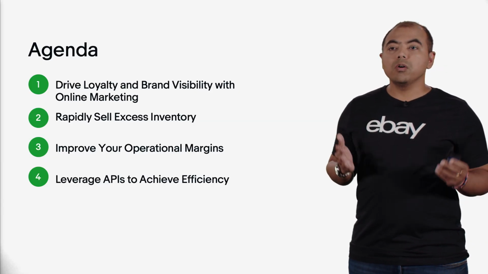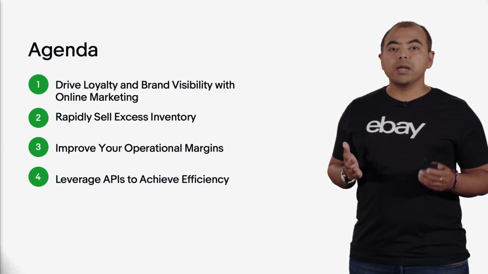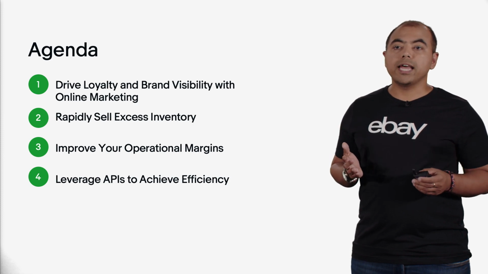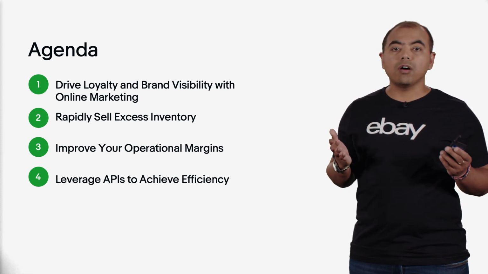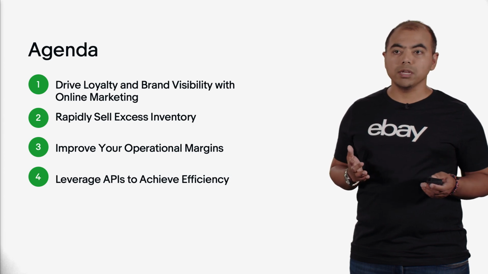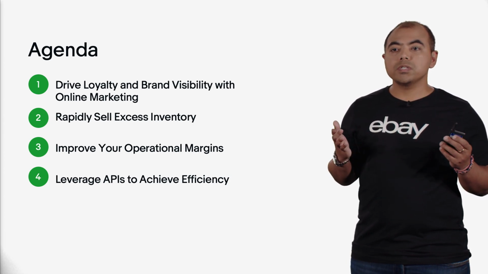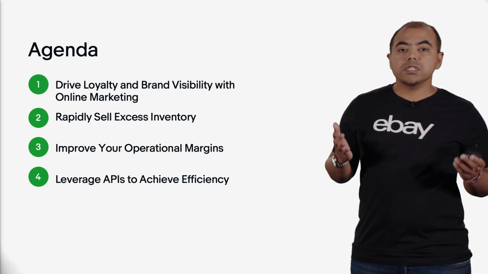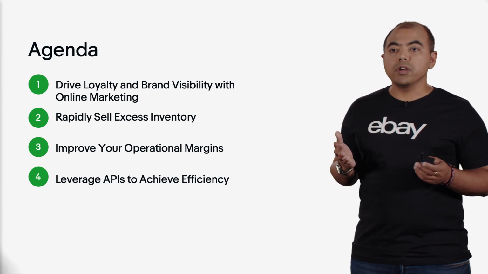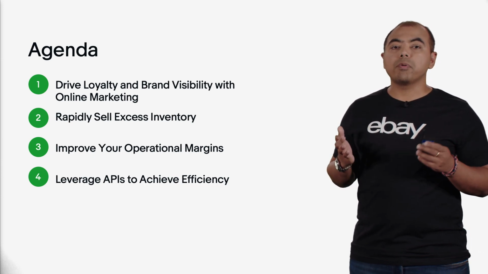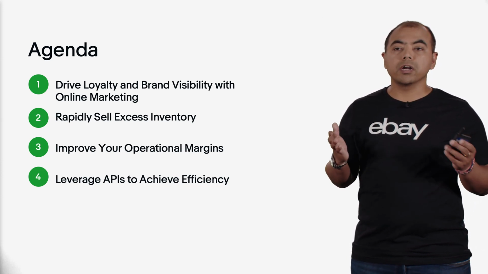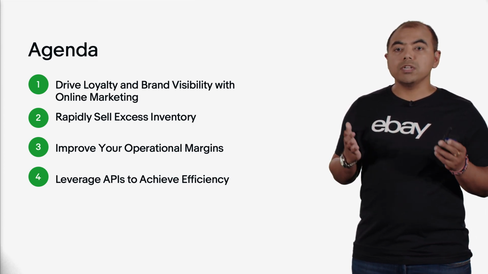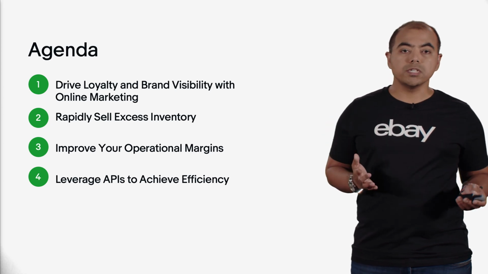So we'll see today how you can use eBay's store and buyer groups to drive loyalty and brand visibility. How can you rapidly sell excess inventory using seller-initiated offers and markdown and best offers on eBay? And we'll see how you can sell in bulk, improve your buyer's average cart size and improve your operational margins using volume pricing, shipping discount, and other marketing tools. And at the end, we'll see how you can leverage APIs to achieve efficiency as you're growing your business on eBay.